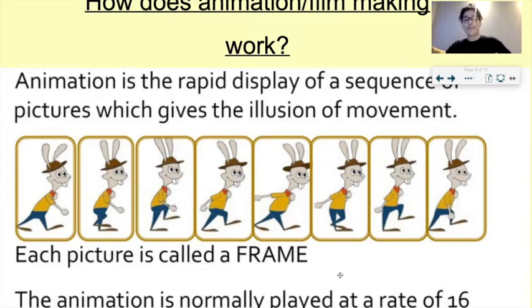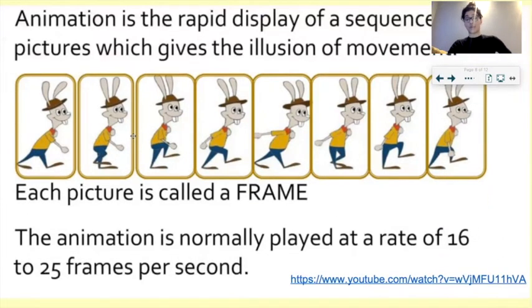Now, each picture is called a frame. So this is a frame, this is a frame, and so on and so forth. Now, the animation is normally played at a rate of 16 to 25 frames per second. That means that 1 second of a movie that you have seen has been created by 16 to 25 of these frames. That is crazy. There is a link to a video that you can watch. I am going to put this on Tapestry for you to see as well, but when you click on it, you will see an example of stop motion in action.